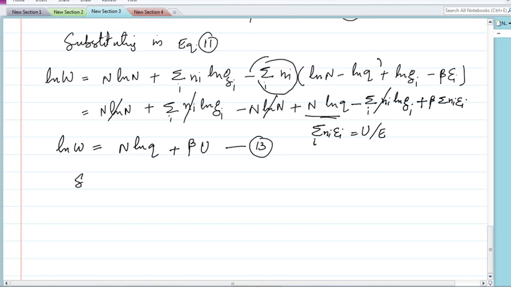Now substituting this result into the Boltzmann equation.